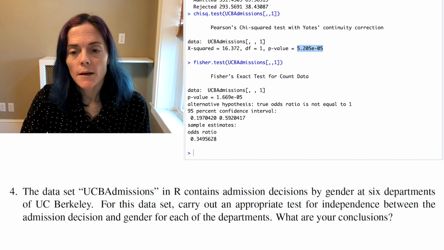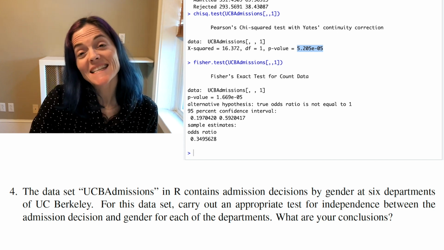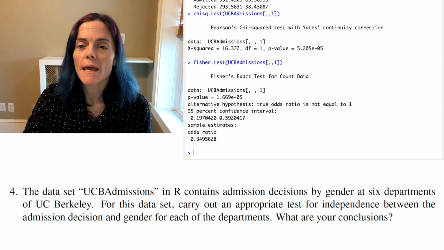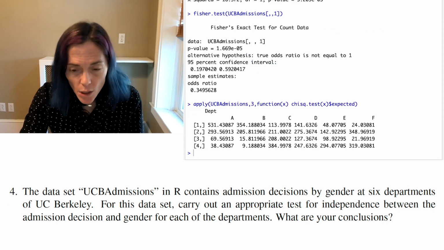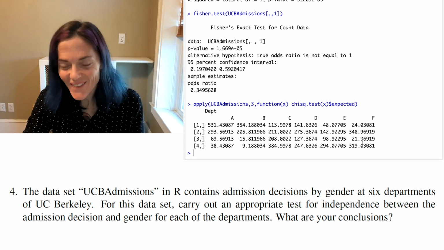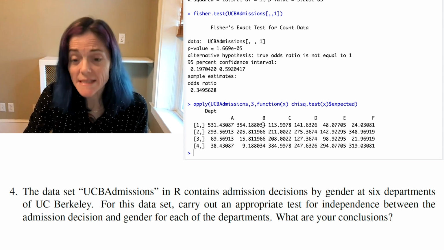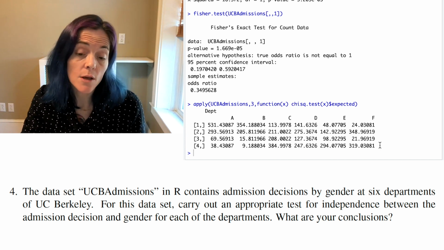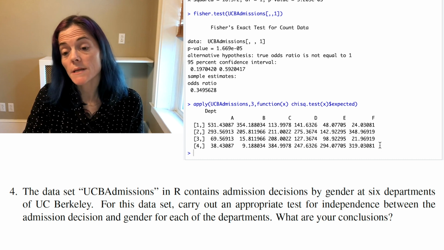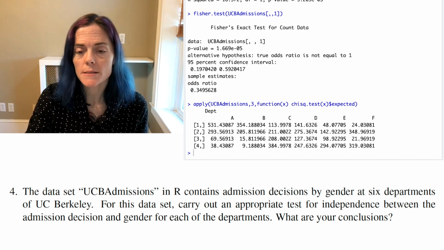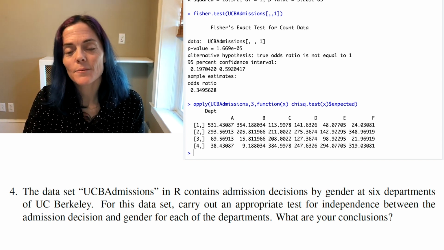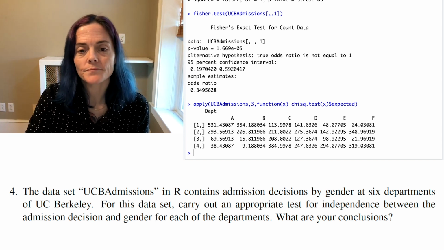Okay, now we can use an apply function to work with all 6 departments. So first, we can look at the expected count. So we've already done Department A, but it's fine. We will look at them all together. Sort of scanning this, I don't see any values less than 5. So it would be reasonable to do the chi-square test on all 6 departments. We could also do a Fisher's exact test, but maybe I will show both of them.